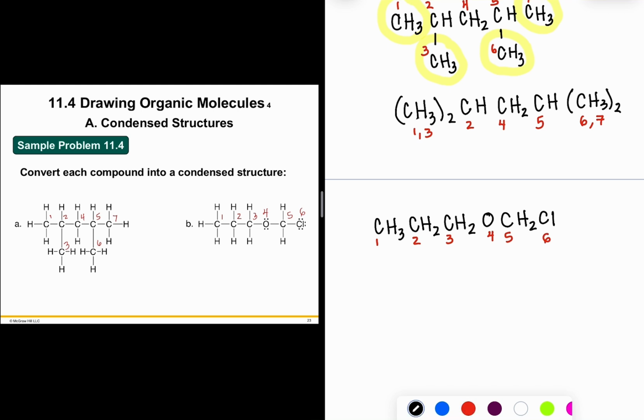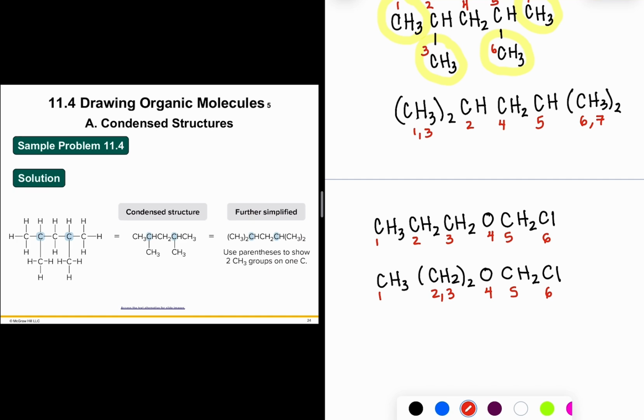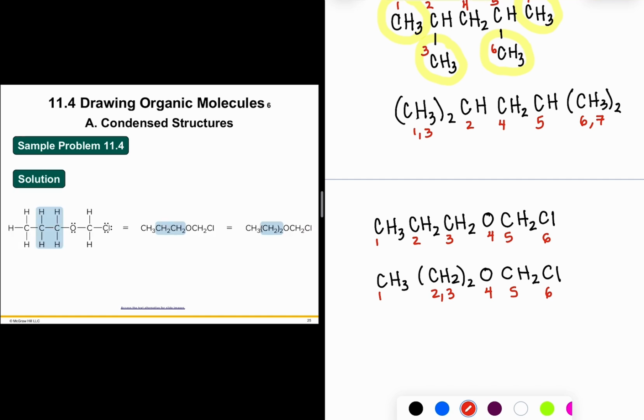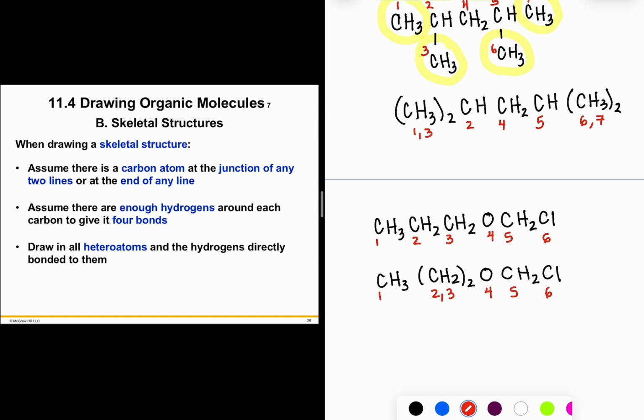I can condense this a little bit more. CH3, CH2, there's two of those, O, CH2Cl. Again, I'll number the atoms for you. We have 2 and 3 in this parentheses, 4, 5, and 6. Skipping through this, I'm going to stop this short video here, and we will move into drawing skeletal structures next.